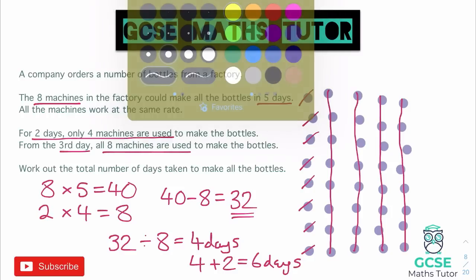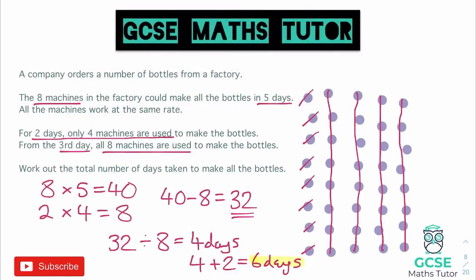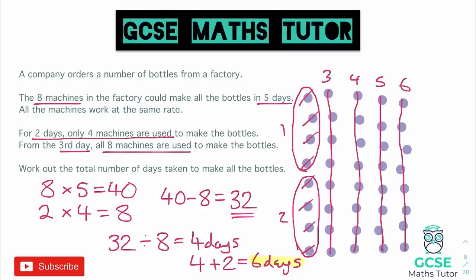Now we can see that from our picture as well. So we started off by having the first day just there with those 4 machines, and then we had the second day using those 4 machines, and then we had our 3rd, 4th, 5th, 6th day using all 8 machines. Now you may not like that picture method, but not everybody likes this method of just doing it with the numbers. So if that picture method helps you to think about it in a slightly different way, then that might be a good useful method for you.